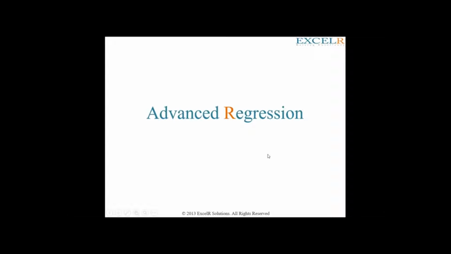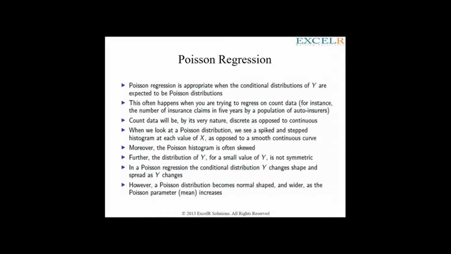So we have already discussed linear regression. We have discussed logistic regression. Right, now we are going to proceed to advanced regression techniques. By the way, we have also discussed multinomial logistic regression, wherein you have multiple categories basically. Okay, here we go. So the first thing that we are going to discuss today is Poisson regression.